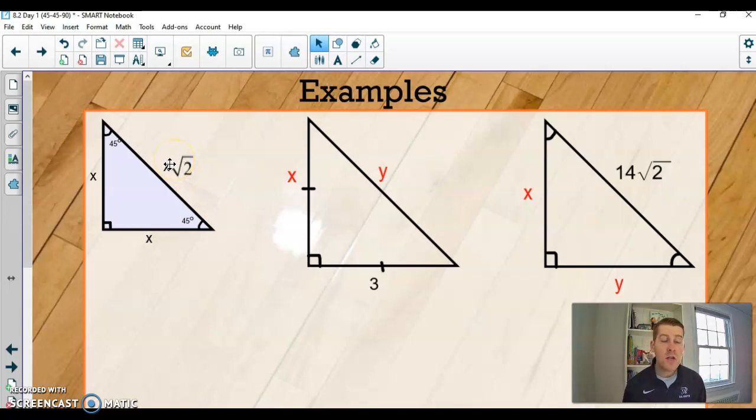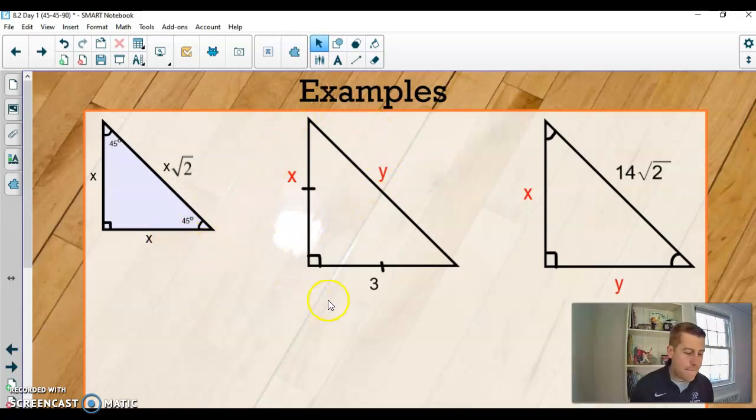So actually, the relationships we have here are a shortcut to the Pythagorean theorem. It makes it so we don't have to use that theorem each and every time. So what you need to remember is that the legs are congruent, and the hypotenuse is whatever one leg is, times the square root of 2. Now let's watch how this happens in an example.